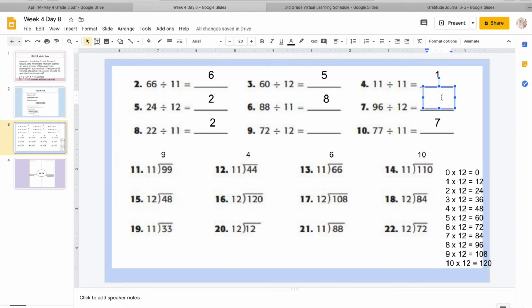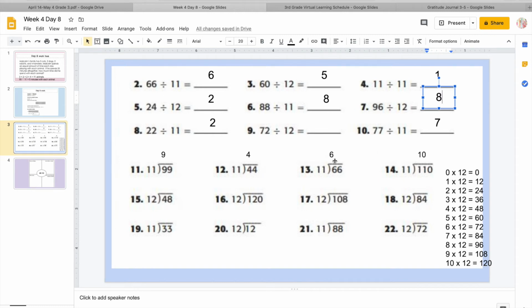Okay, let's try 96 divided by 12. So remember, I'm asking myself, what times 12 would equal 96? So I'm going to come over here and I'm going to look for 96. Ding, ding, ding. I found it. Do I have a 96? Check. Do I have a 12? Check. What's the only number I'm missing? That would be 8.